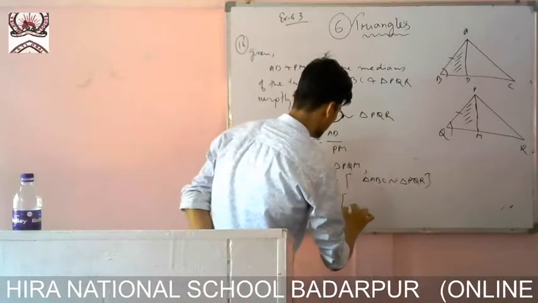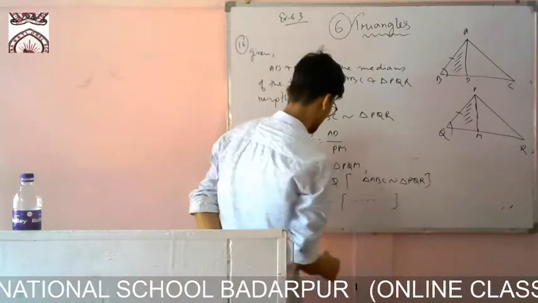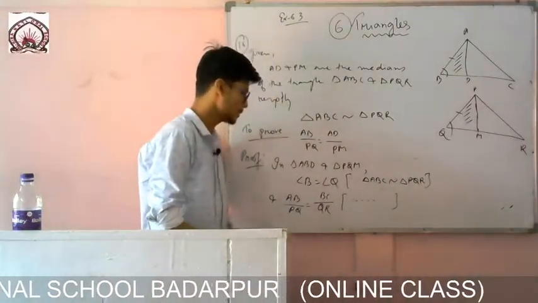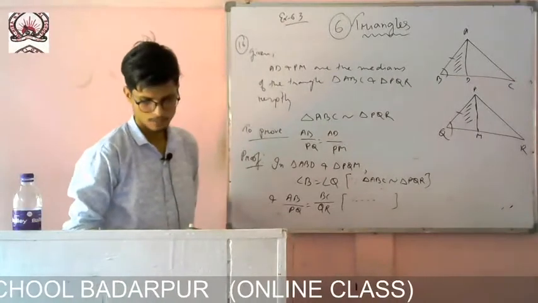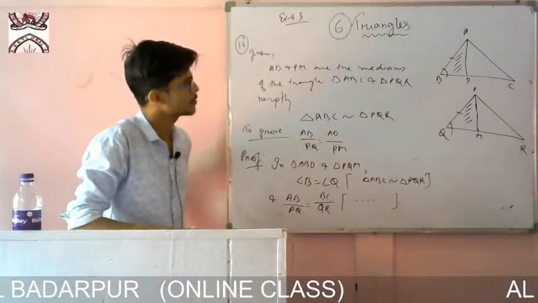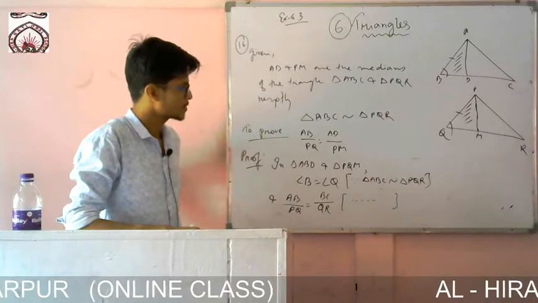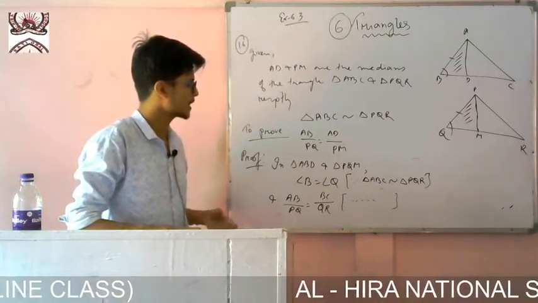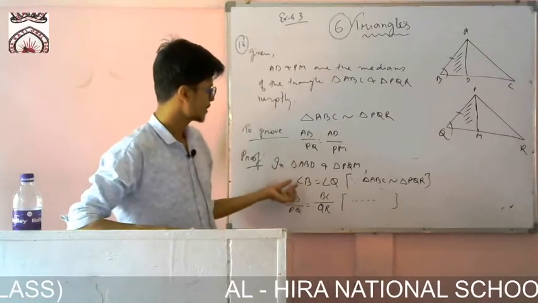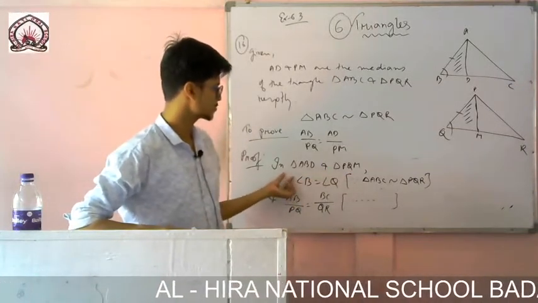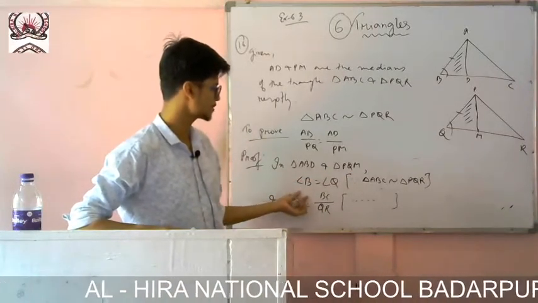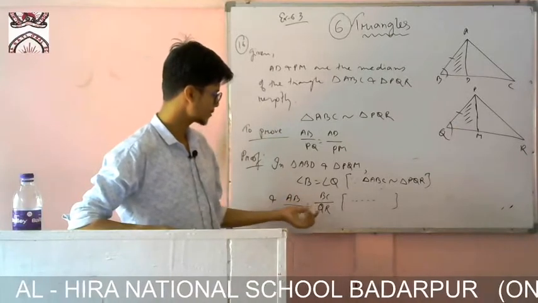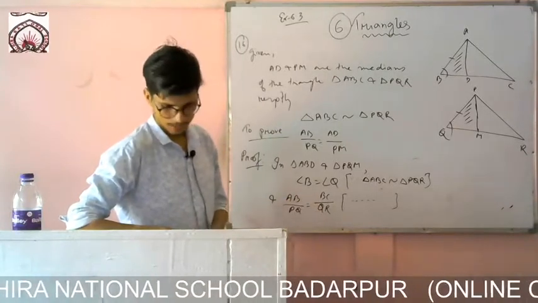So for the same reason, these two triangles are similar. So AB by PQ will be equal to BC by QR. The reason will be the same: these two triangles are similar. And if you want, you can also find it. Since these two triangles are similar, angle B will be equal to angle Q, and AB by PQ will be equal to BC by QR, and after that you relate them.